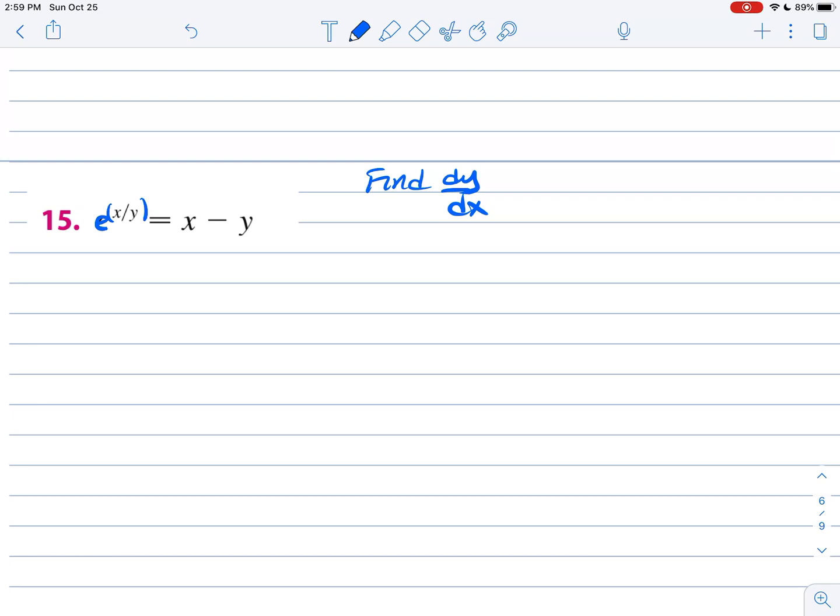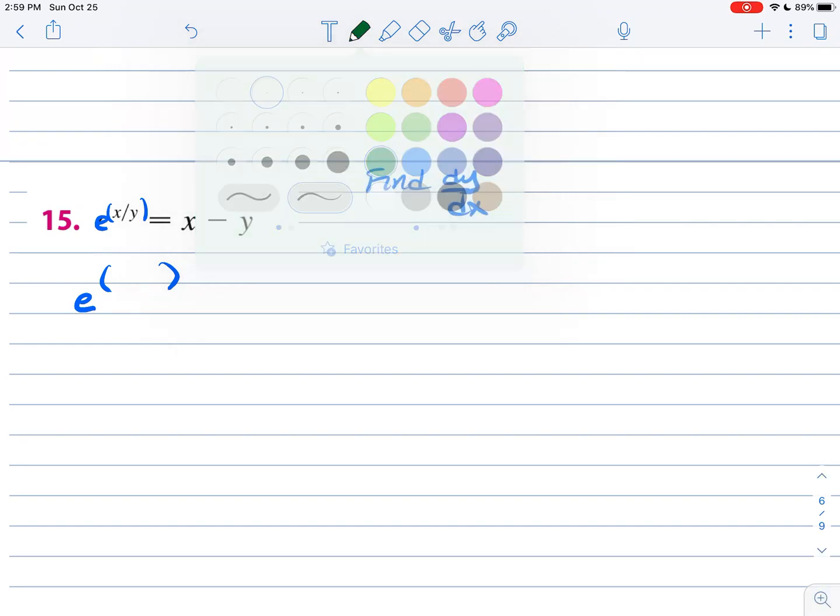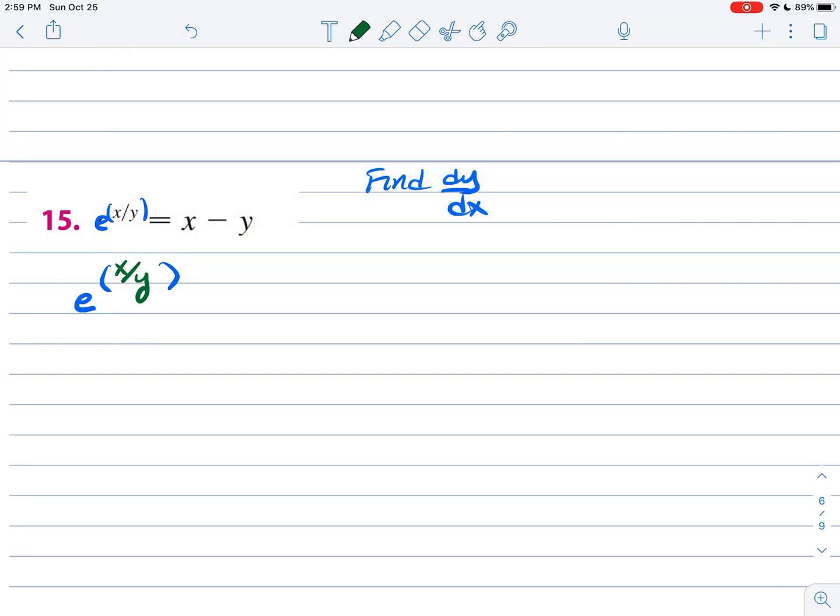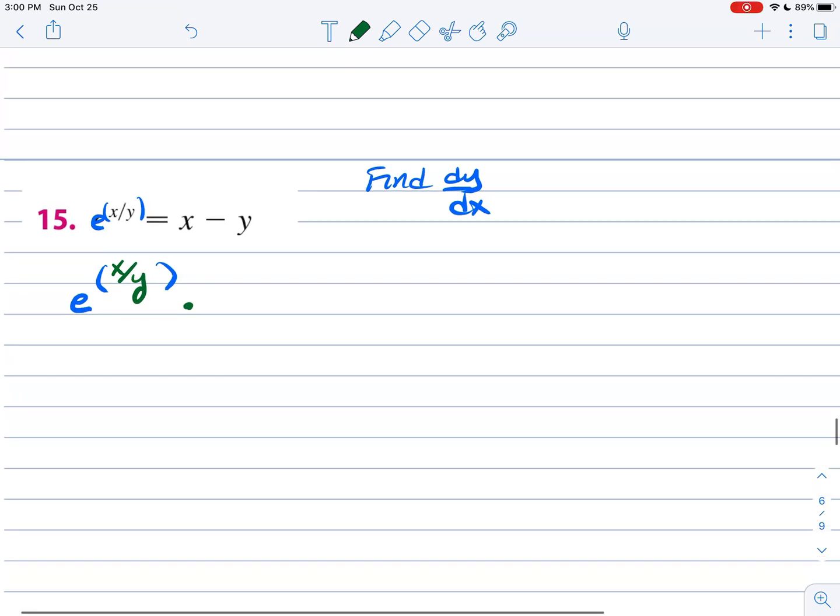Okay, so in my first step in differentiating both sides, I do see e to the x, so I need to use the chain rule. In using the chain rule, we have e to the x evaluated at the inside, but then times the derivative of the inside. And whenever I see a quotient of x and y, I need to use the quotient rule, but also every time I take the derivative of y, I need to use that chain rule.